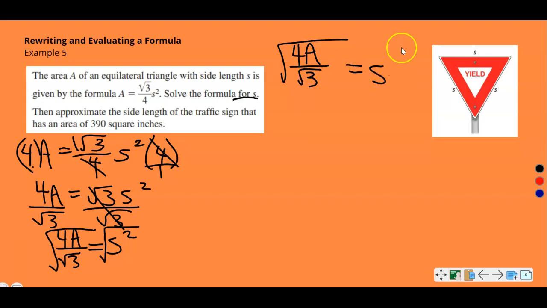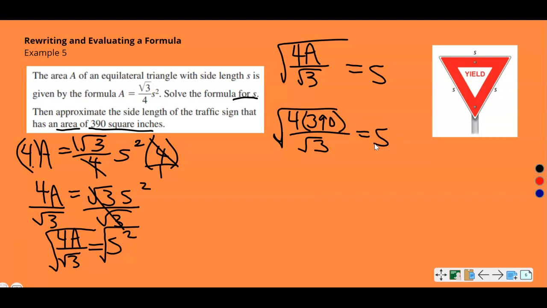The reason I'm not putting plus or minus S is that we're looking for the side of this sign, which means it's a positive number. You can't have a negative length. That wouldn't make any sense at all. So then it says, approximate the side length of the traffic sign that has an area of 390 square inches. So we're going to take the 390 and plug that in for A, area. It's going to go right underneath the radical sign here. So we're going to have the square root of 4 times 390 over the square root of 3.